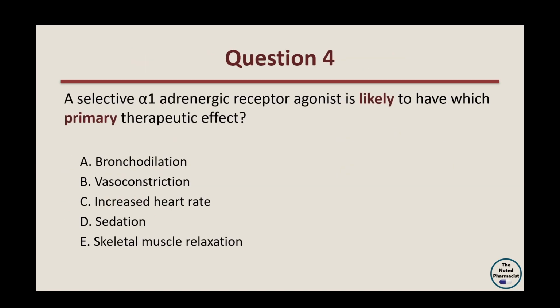Question 4. A selective alpha-1 adrenergic receptor agonist is likely to have which primary therapeutic effect? Option A, bronchodilation. Option B, vasoconstriction. Option C, increased heart rate. Option D, sedation. Option E, skeletal muscle relaxation.